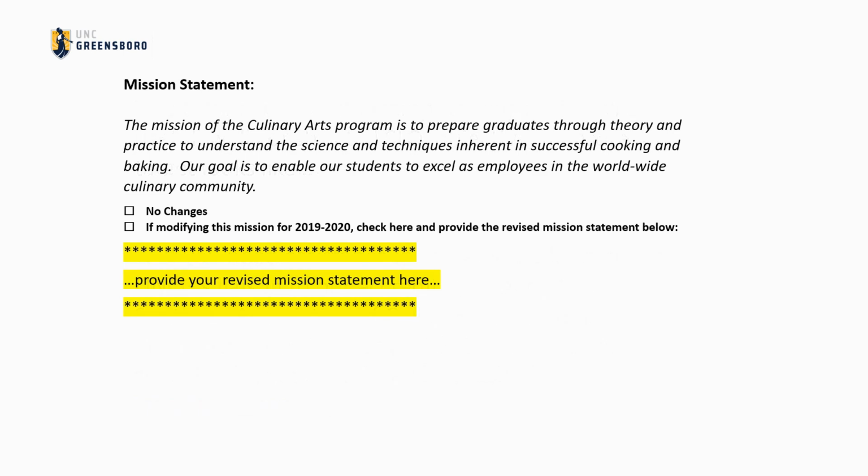Your program's mission statement is the first item that may require your attention. If the mission statement will remain as is, simply check the box next to No Changes. If the mission of the program is changed, check the box next to "If modifying this mission" and enter the revised mission in the editable text area that says "Provide your revised mission statement here."